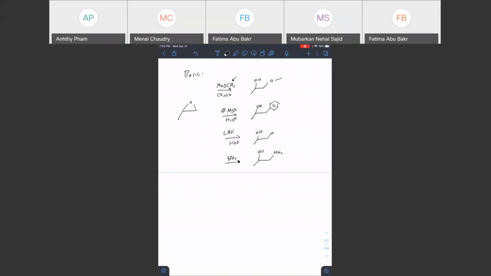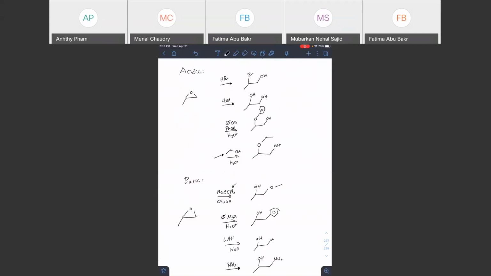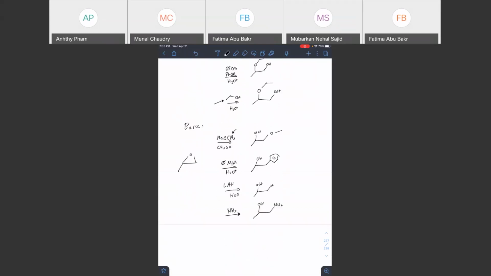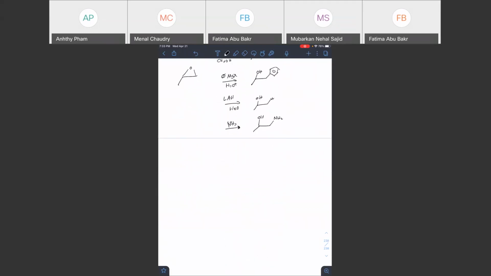Okay, so these are all of our basic reactions. Those are all acidic reactions across the board. If you see an acidic reaction, the substituent you're adding goes to the side with the least hydrogens. If it's basic, the substituent you're adding goes to the side with the most hydrogens. So that's a basic rule you can memorize.